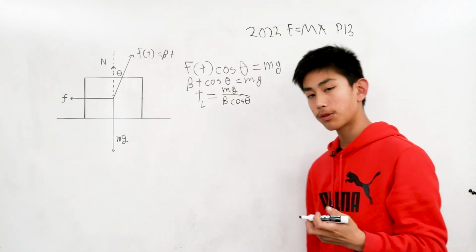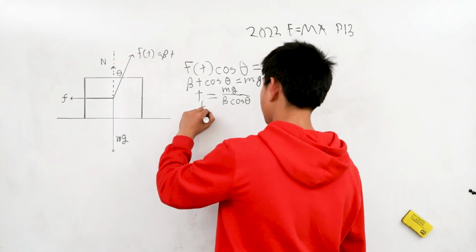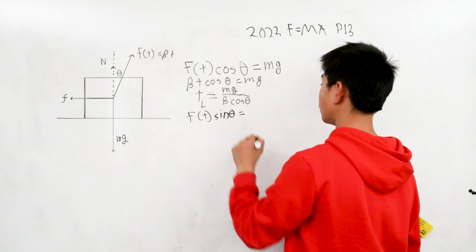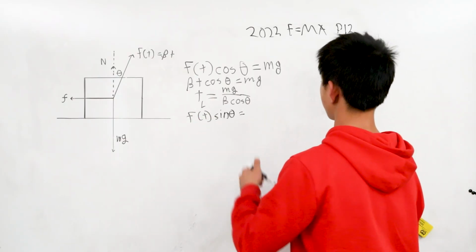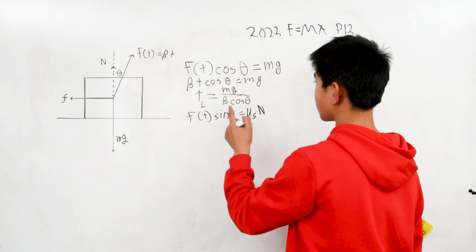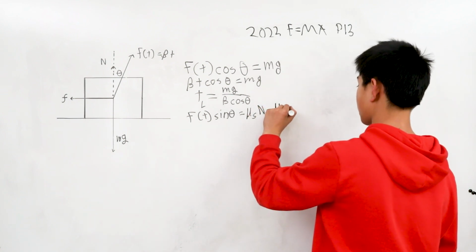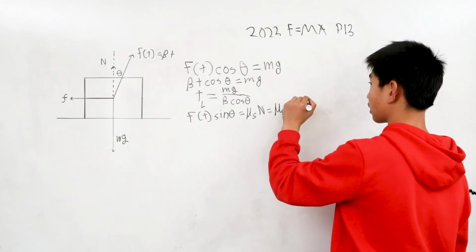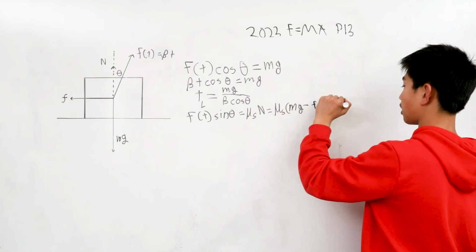Okay, now let's work on the sliding. For the sliding, we know that the force here, F of t times sine of theta, now because it's at an angle, has to be equal in magnitude to the static friction here. So that's mu of s times the normal force N in this case. But since the force is angled, this N can be written as mg, the force pulling down on the block, and then subtract F of t times sine of theta.